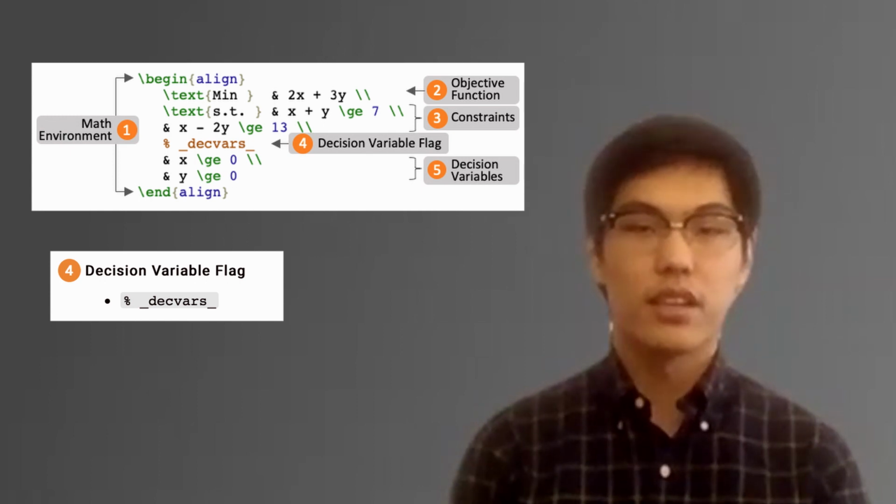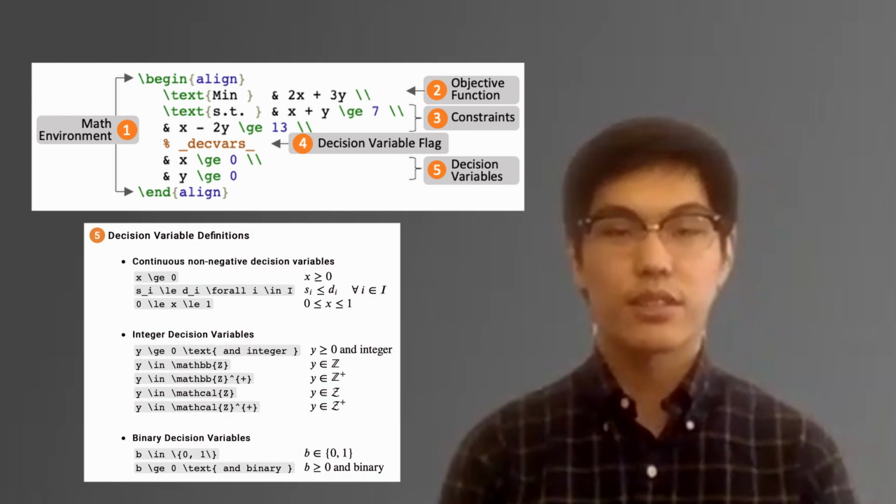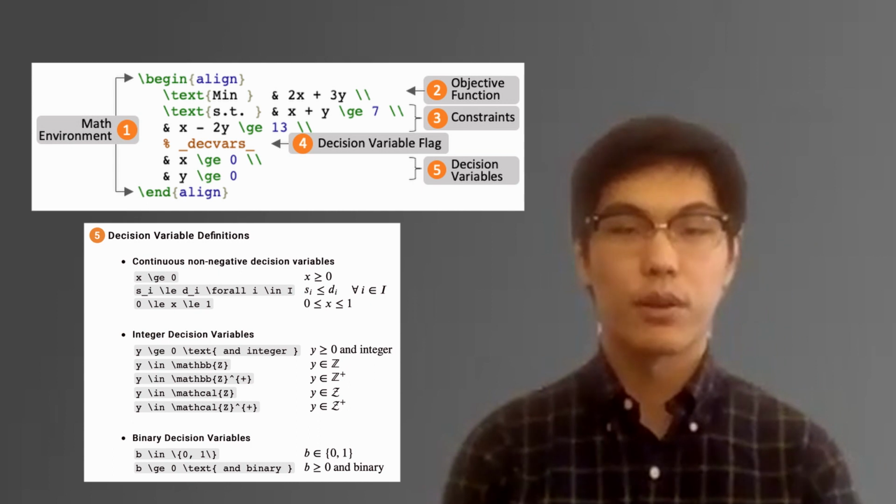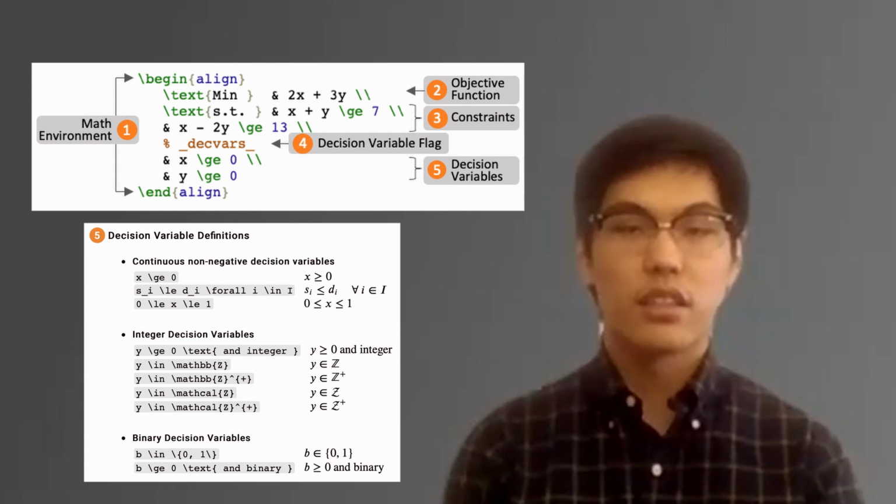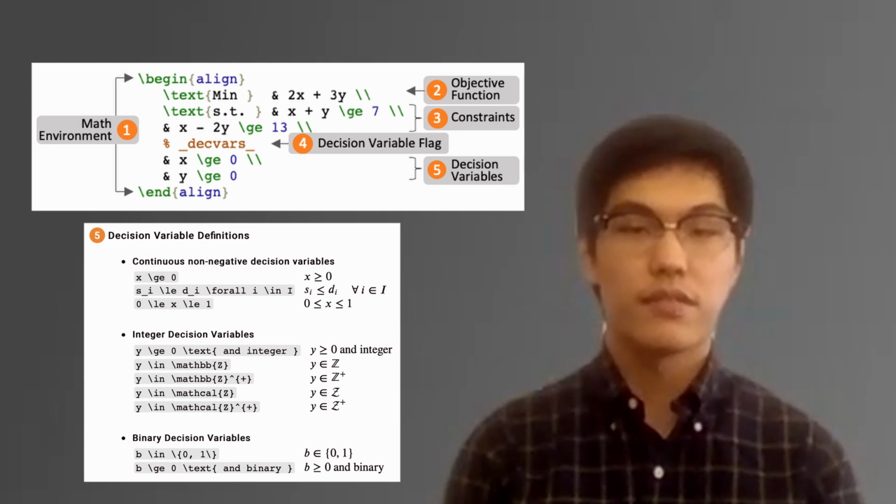tex2solver makes it really easy to add this to your model. Note that this line is a comment, so it won't appear when the LaTeX is rendered. Finally, tex2solver needs to know which elements of your model are decision variables. Each decision variable should be explicitly defined after the deck bars comment. tex2solver supports continuous, integer, and binary decision variables. There are several different ways to specify each of these.